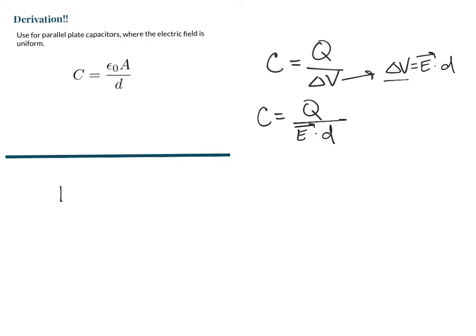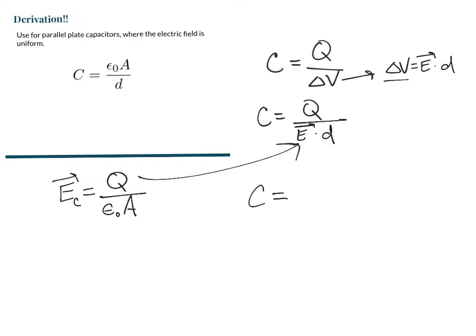And we also know from way back when that the electric field inside a capacitor is equal to charge on the capacitor over permittivity of free space, or vacuum permittivity, times area of the plates. That is the field inside a capacitor. So we can just slap that right on in. You get capacitance equals Q over D times 1 over Q over epsilon naught A. So we're just going to do the reciprocal, epsilon naught times A over Q.